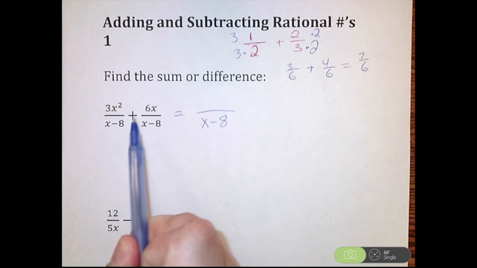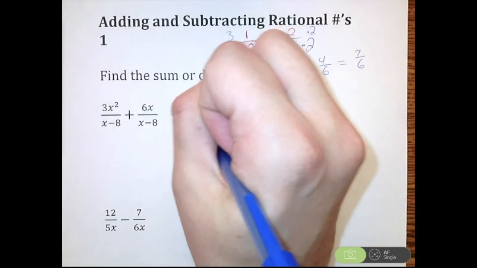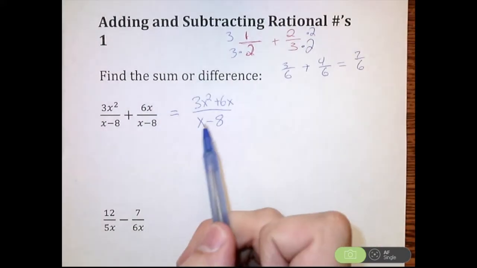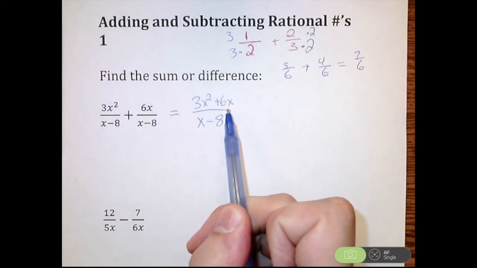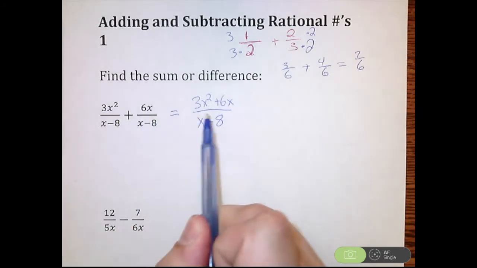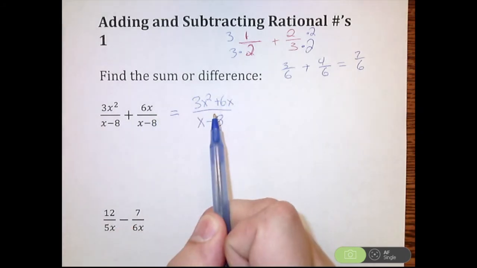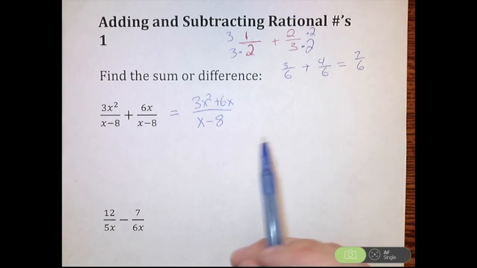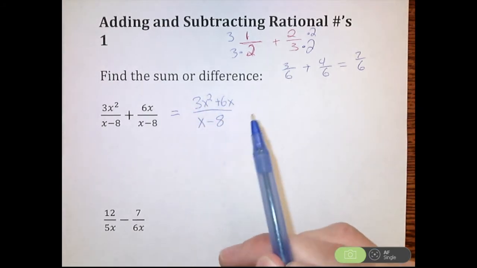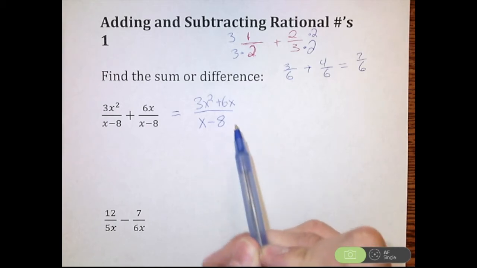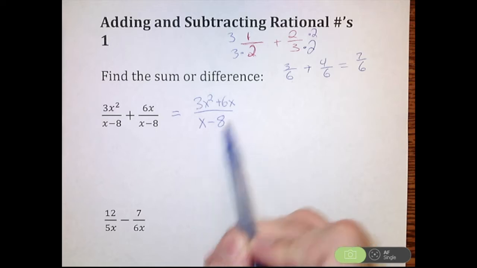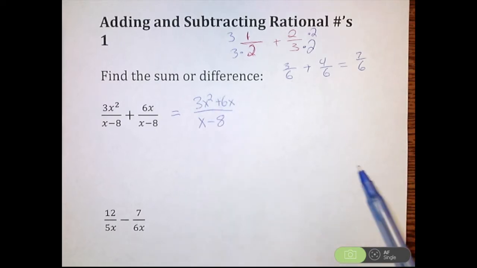So we have 3x squared plus 6x. I can't add those together because one of these has an x squared, one of them has just a plain old x. So I've now taken two fractions, added them together, and I have a single fraction. Now the only thing left to do is we would like to simplify this fraction if possible. So remember, with simplifying, we're going to factor the top and bottom and look to cross out common factors that are both on top and bottom.